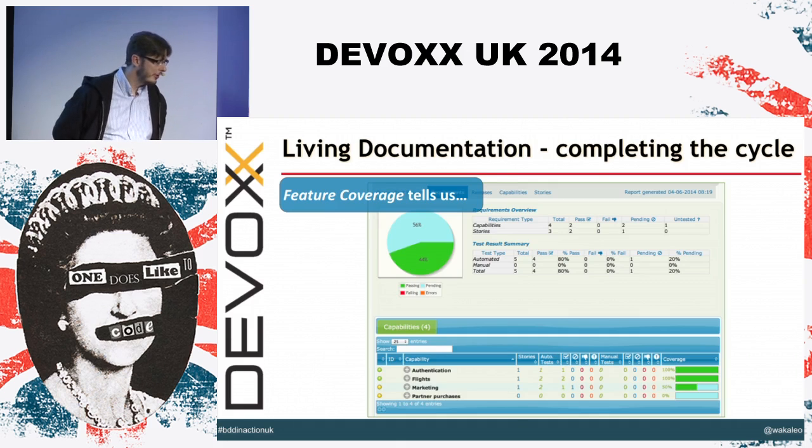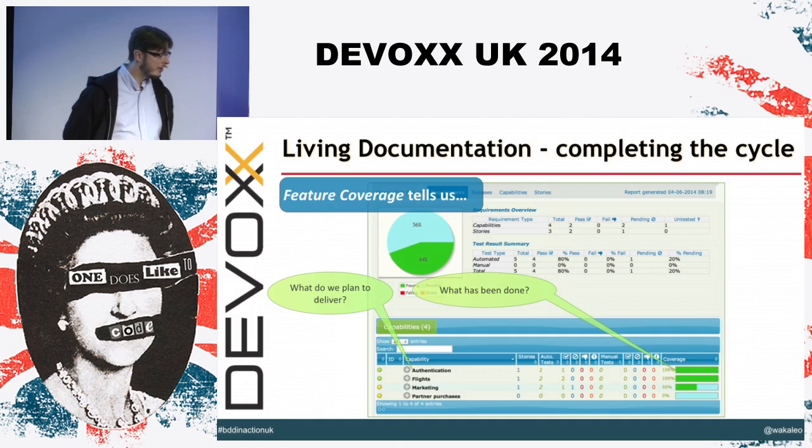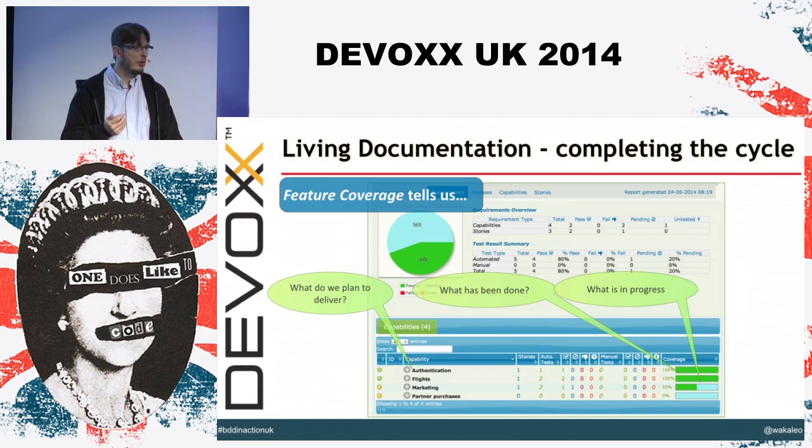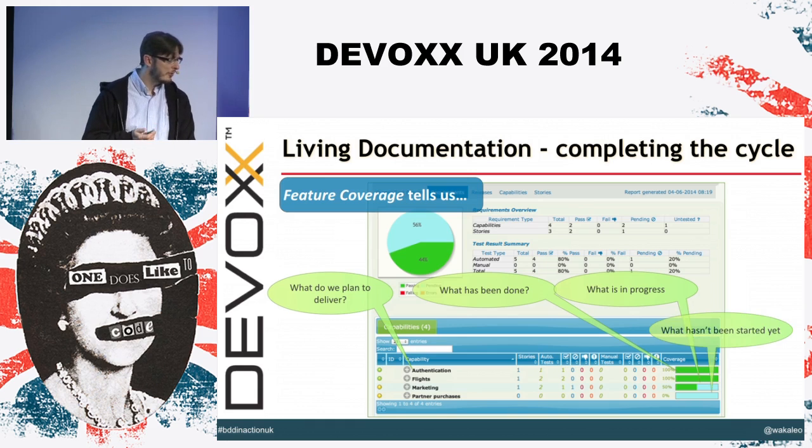Here's the slide I was referring to. Feature coverage, what I call feature coverage, tells you what requirements were tested and what requirements weren't tested, which is a lot more useful than simply knowing what tests were executed and what tests weren't executed.